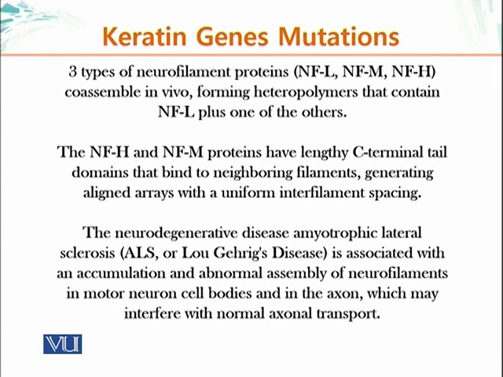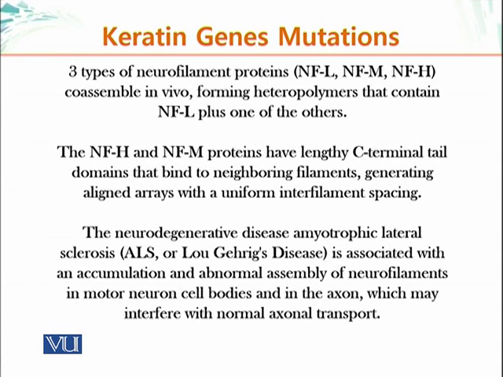Three types of neuronal filaments that we have talked about, NFL, M, and H, they co-assemble in vivo, forming heteropolymers that contain NFL plus one of the other. These neurofilaments are found in high concentration along the axons of vertebrate neurons. The NFH and M proteins have lengthy C-terminal tail domains that bind to neighboring filaments. This generates uniform spacing between these filaments.